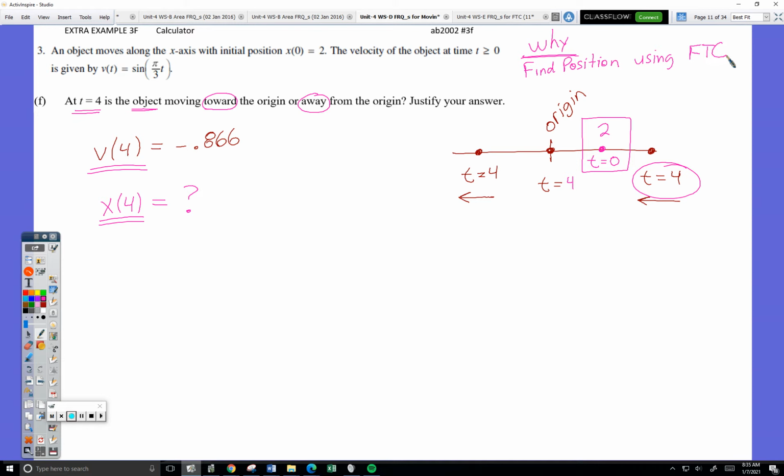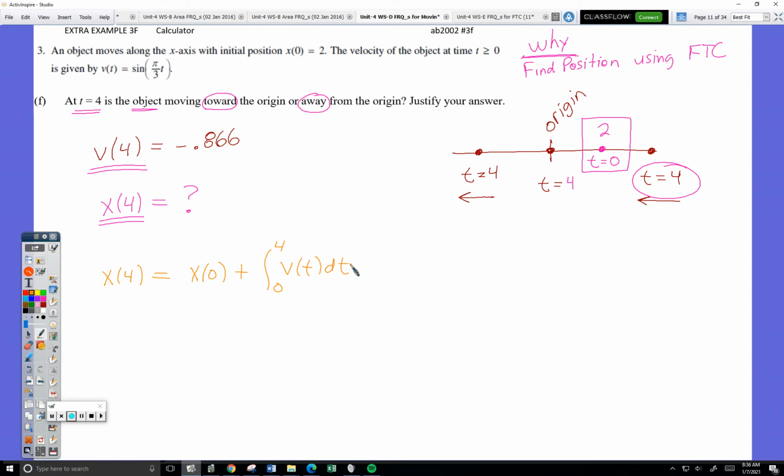On the buff packet, you practiced writing a formula like this. The position at time 4, this is a version of the fundamental theorem, is equal to the position at time 0 plus the integral from 0 to 4 of the velocity. That is a version of the fundamental theorem that we studied on the buff packet. Questions about anything? Cool.